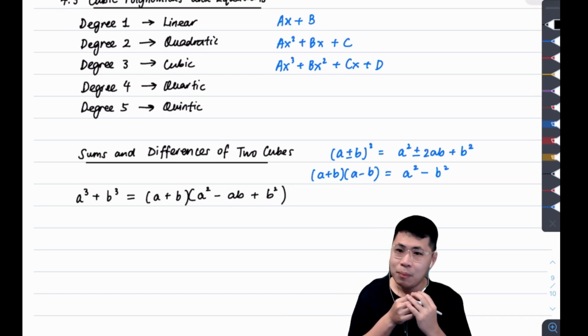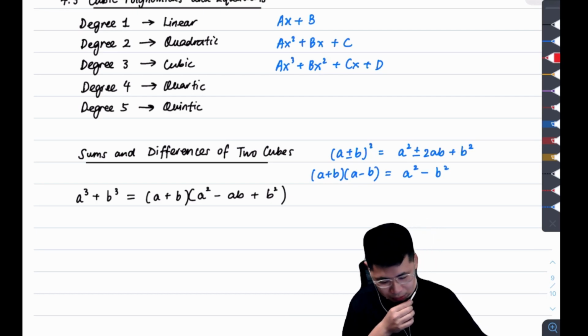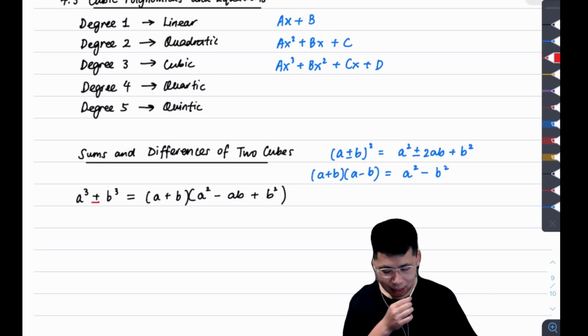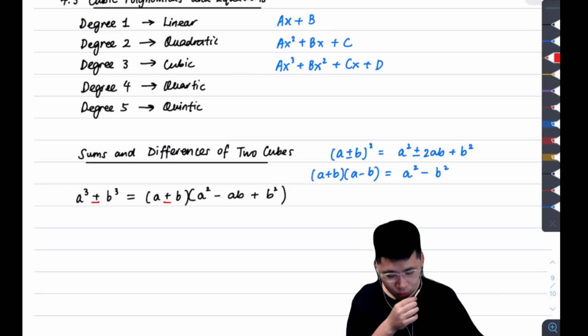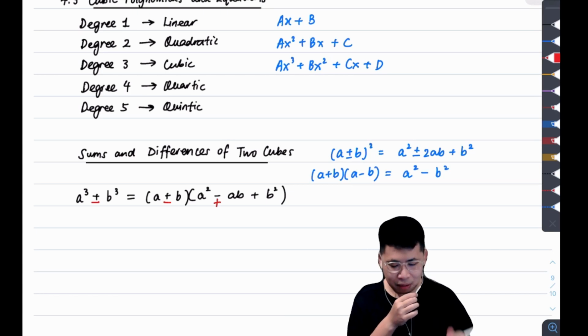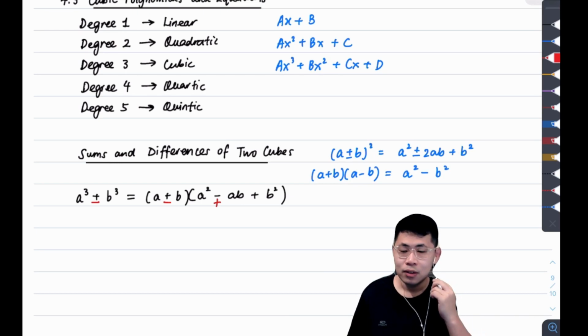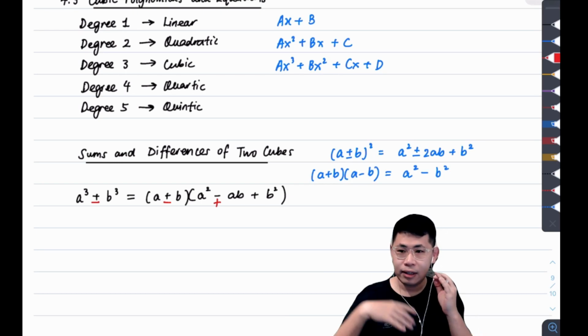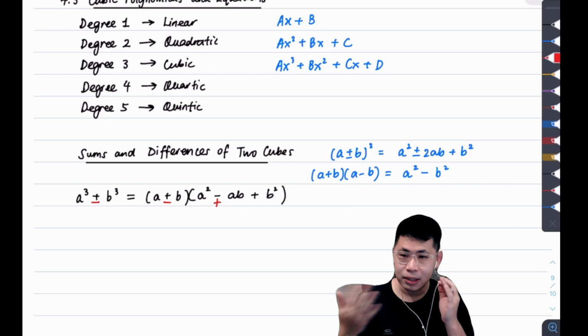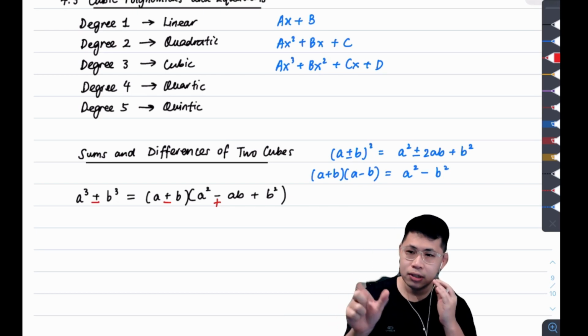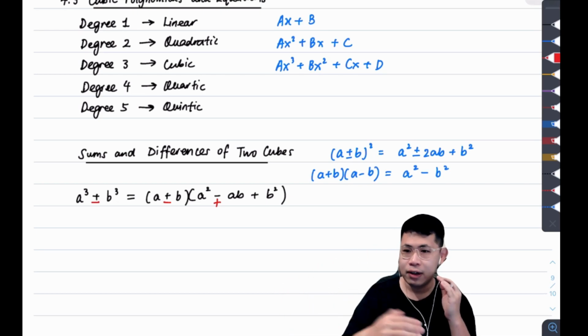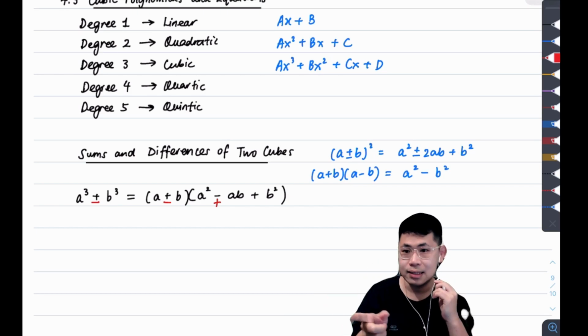Now what about the differences? The difference would be a cubed minus b cubed, and then we have a minus b, multiplied by a squared plus ab plus b squared. So we can use this identity to factorize sums and differences of two cubes. Whenever we spot something of this form, we can factorize it into these two brackets like this.